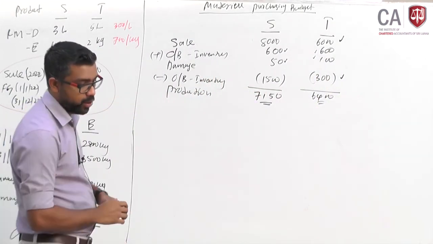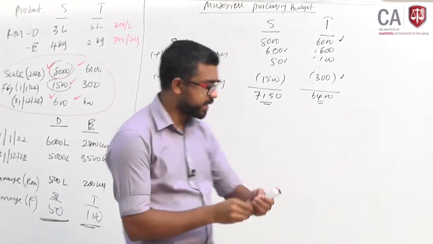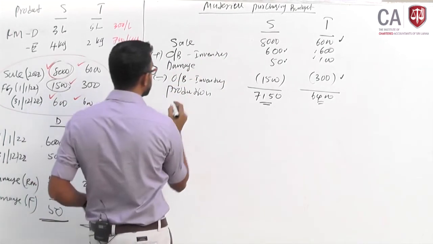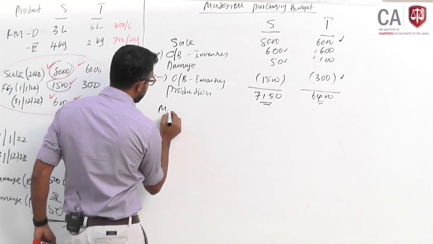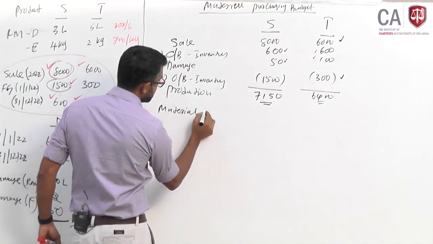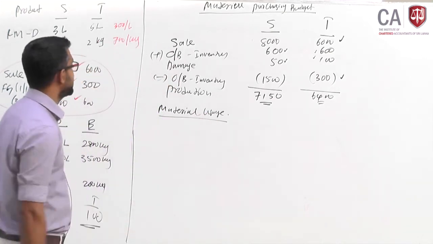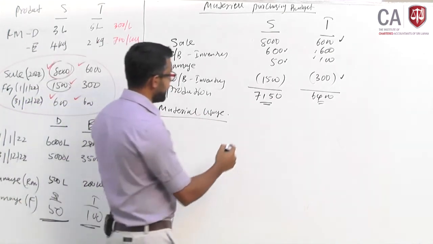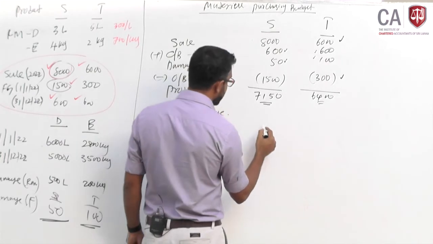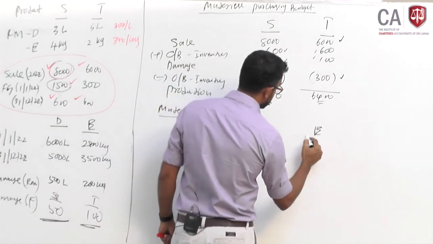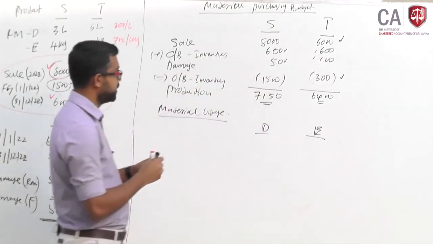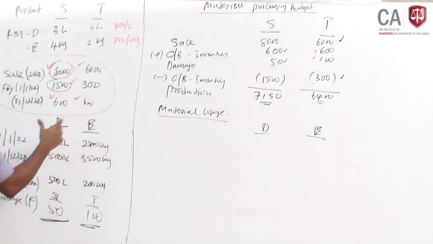Right. Now we have to figure out usage requirement. ඒක තමයි අපිට හදන්න කියන්නේ මේ material usage. දැන් හදමු material usage. There are two materials, D and E. D and E තමයි අපිට use කරන material.